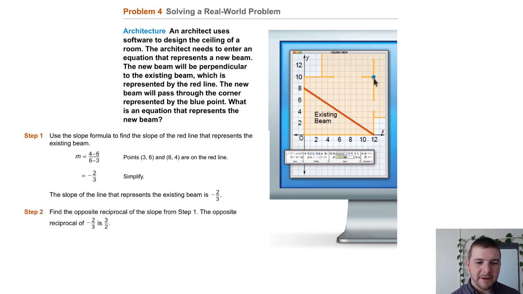Step 2, find the opposite reciprocal of the slope from step 1. We should be getting pretty good at this by now. The opposite reciprocal of negative 2/3 is positive 3/2.